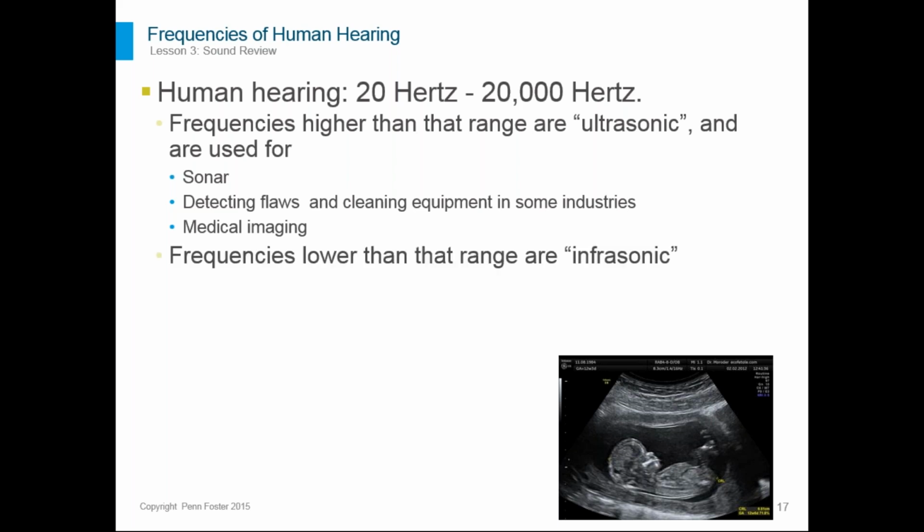Sounds that are lower than human hearing range, so anything lower than 20 hertz, 20 waves per second, we can't hear it. Those are called infrasonic. And we don't really have uses for infrasonic waves the way that we do for ultrasonic waves.